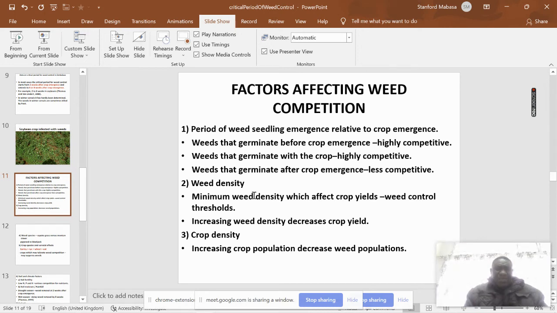Another factor is crop density, number 3. Increasing crop population can decrease weed population. So sometimes one can easily delay weeding if the density of the crop is probably optimum. If it is less dense, maybe the farmers need to come in early.